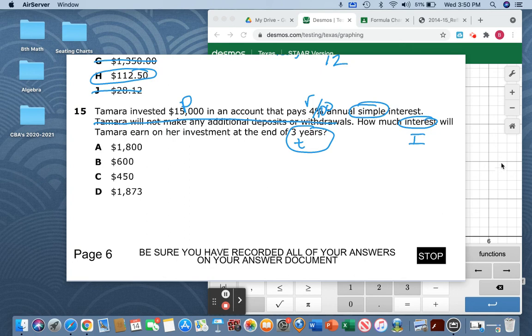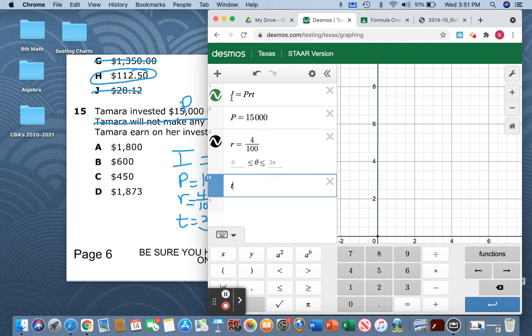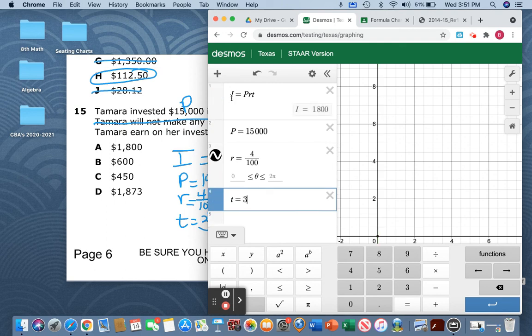There's my time. So simple interest. I'm just looking for interest. I equals PRT, where P is 15,000. My rate is 4/100, and my time is 3 years. Don't I have to divide it by 12, Miss Richards? No. Why not? Because it's in years, not months. If it were 36 months, then I would have to divide by 12. What was T? 3. Oh, look. I equals 1,800. I see that as an answer.